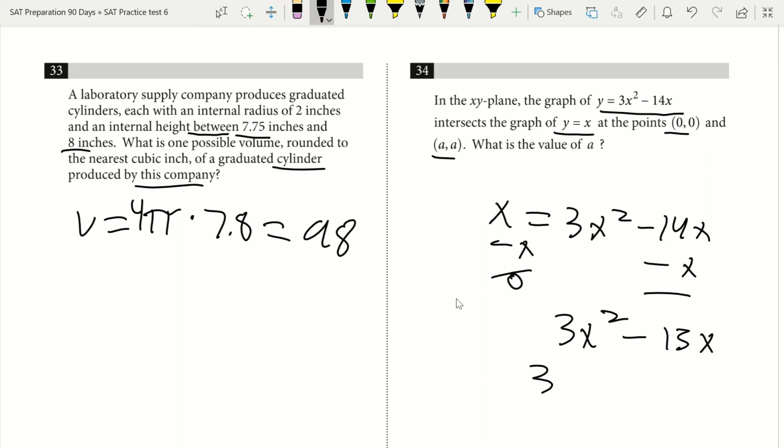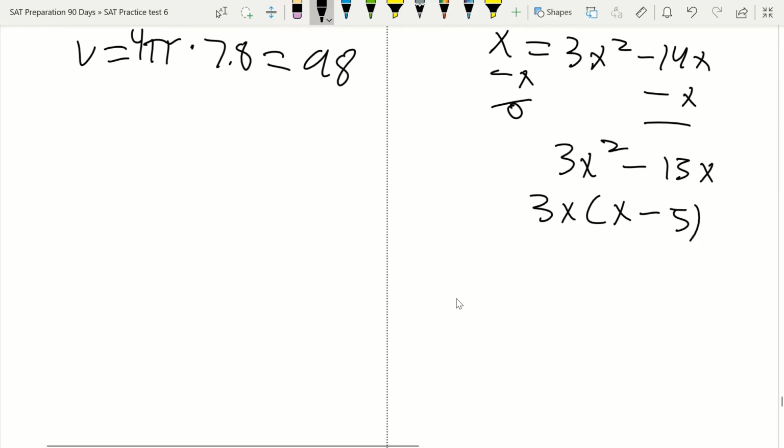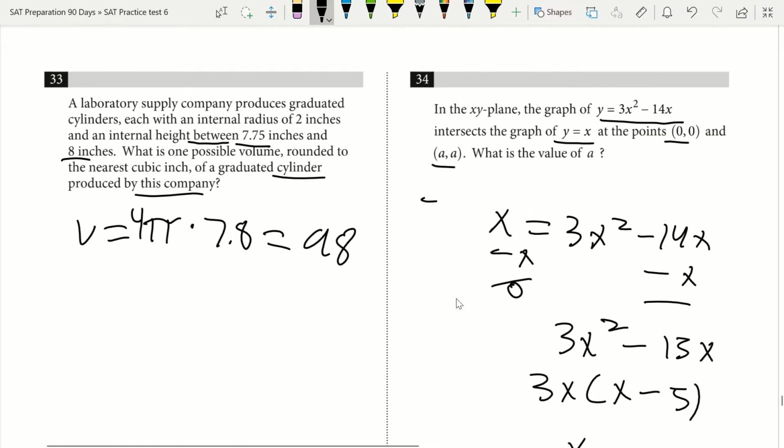At that point, we factor out 3x. So we're going to have 3x times (x minus 5). So at that point we know that x is going to have to equal 5. We're told that the point is (A, A), which means that A is going to have to equal 5. Okay, so the answer for 34 is going to be 5.